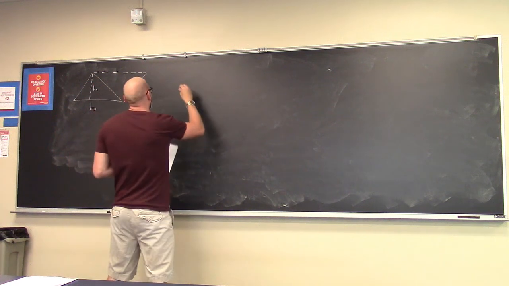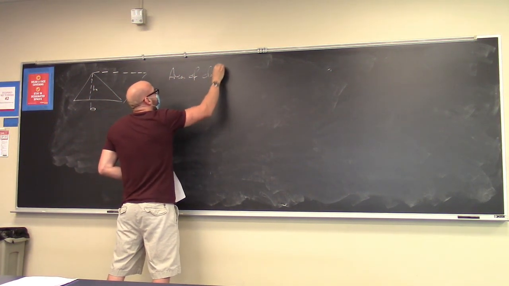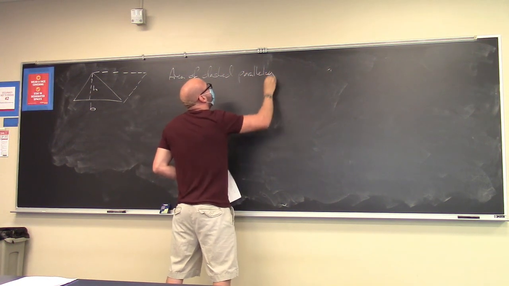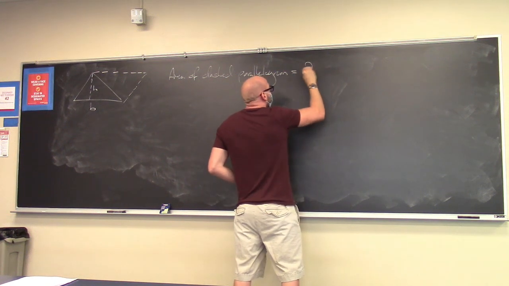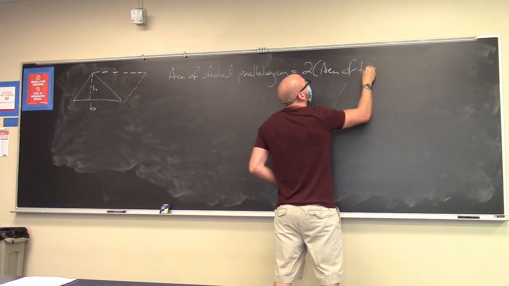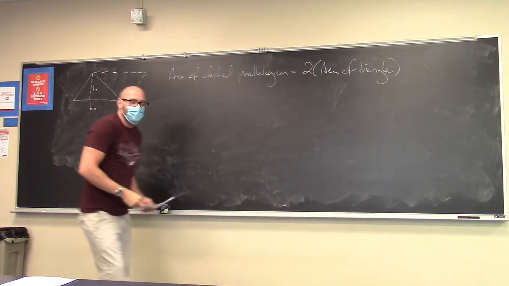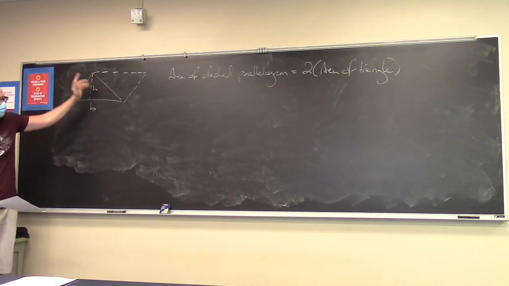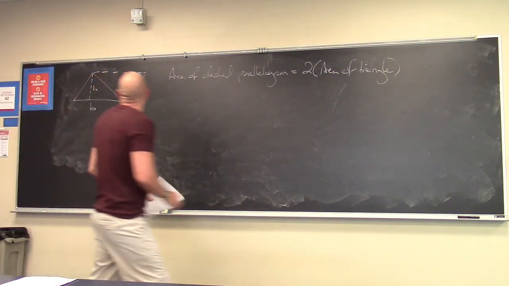And now I have a parallelogram, right? So the area of the dashed parallelogram is twice the area of the triangle. Again, how do you really know that these two triangles I've drawn have the same area? Well, SSS on them, they're congruent. So it's twice the area of the triangle.